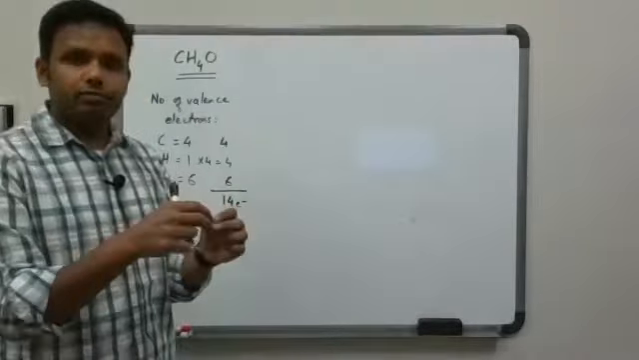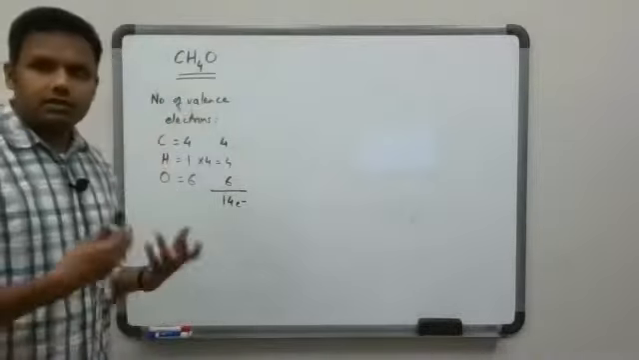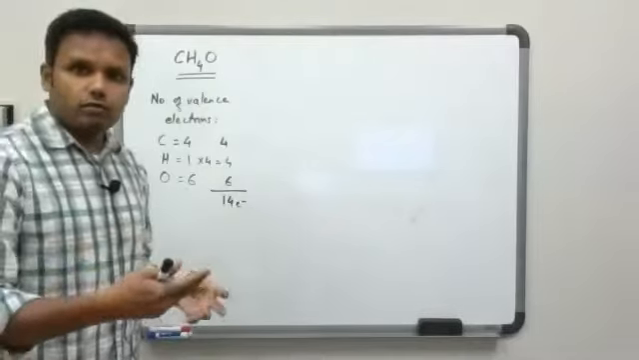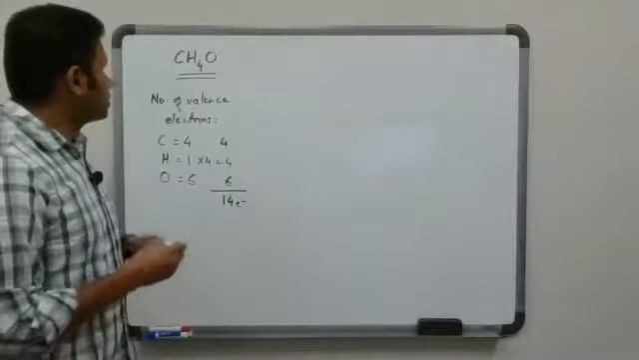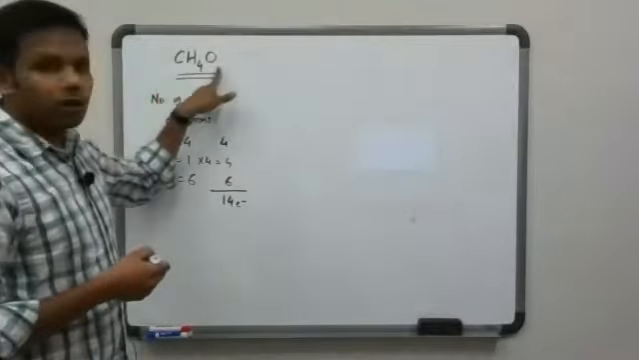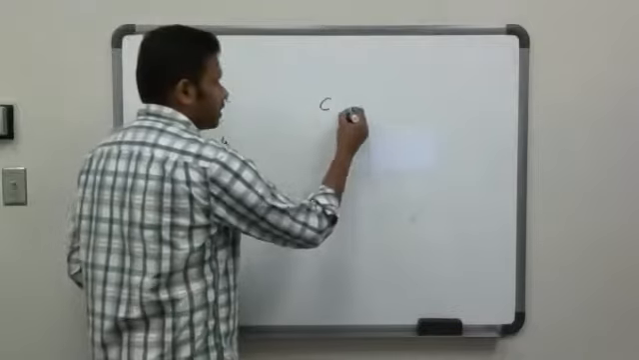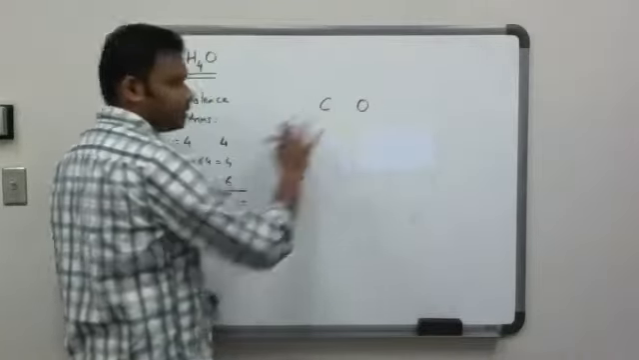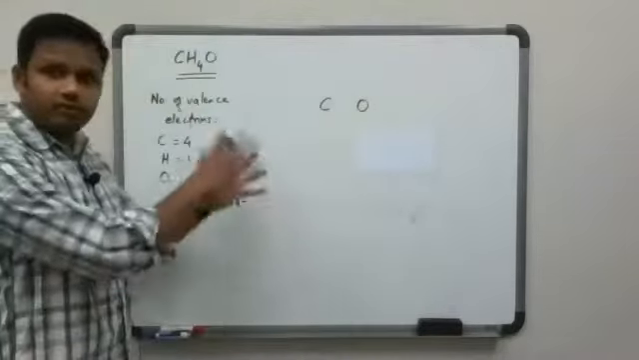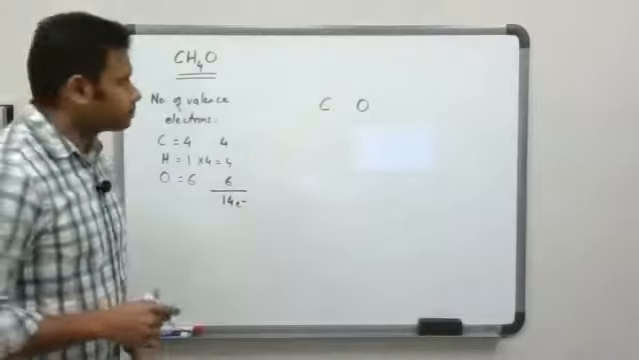It will not be bonded to more than 1 element. But carbon and oxygen, they can form more than 1 bond. So they could be bonded to each other. And in fact, in this molecular formula here, there's only 1 carbon and 1 oxygen. So chances are that the carbon and oxygen are bonded to each other. We will fill in the electrons later. So they are next to each other.